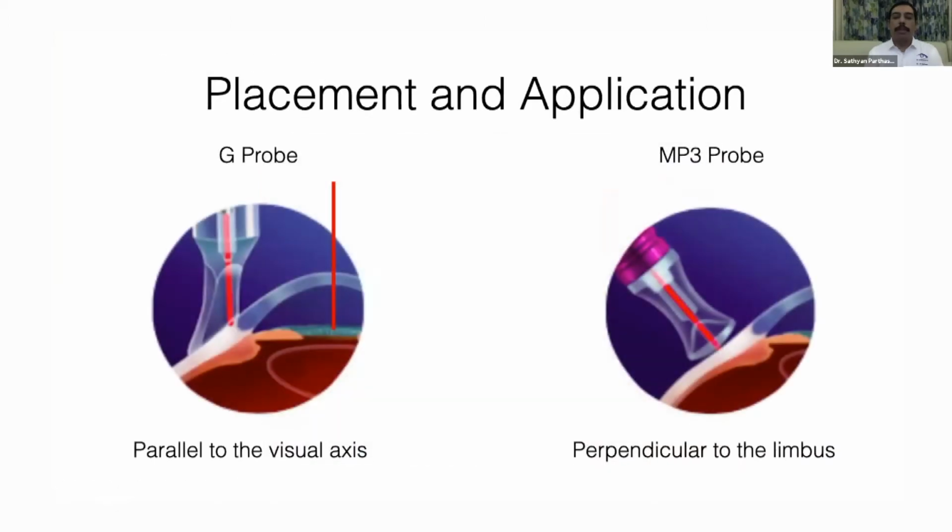For placement and application, the G probe, the one we use for the TSCPC, is always focused parallel to the visual axis. But when you're doing the MP3, you have to make sure that it is perpendicular to the tissue.